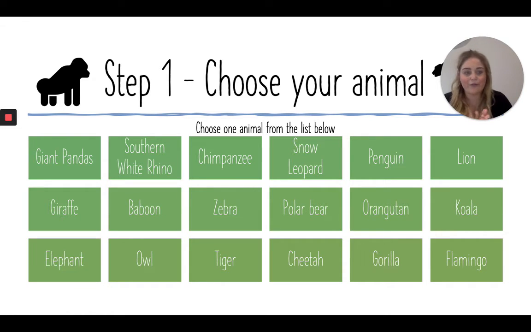So we have, that you can choose from, giant pandas, the southern white rhino, the chimpanzee, the snow leopard, the penguin, the lion, the giraffe, the baboon, the zebra, the polar bear, the orangutan, koala, elephant, owl, tiger, cheetah, gorilla, or flamingo. So those are your options. You only need to choose one. Just one, okay? And once you've chosen that animal, you then need to continue on with the task.